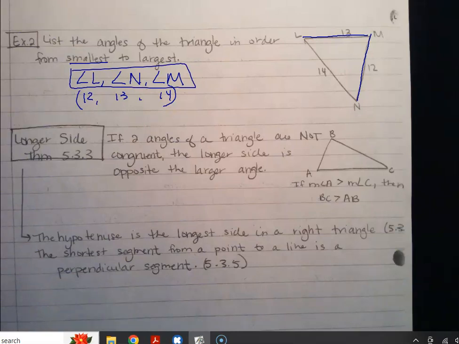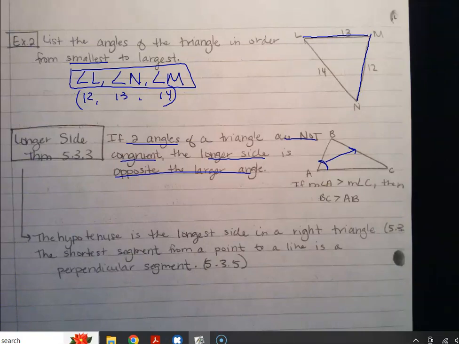Okay, now we have the longer side theorem. So if 2 angles of a triangle, so we're talking the angles now, are not congruent, then the longer side is opposite the larger angle. So this is just like the converse of the other one. So if the measure of angle A is greater than angle C, well the side opposite of A is BC. So BC is greater than AB. So that's kind of nice.